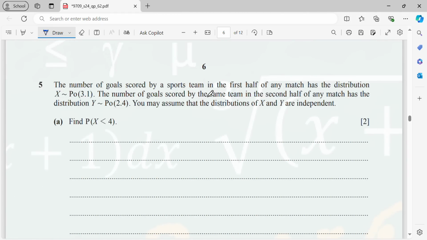Question 5. The number of goals scored by a sports team in the first half of any match has the distribution Poisson 3.1. The number of goals scored by the same team in the second half is also Poisson, but the lambda is 2.4. You may assume that the distributions of X and Y are independent. Find P(X < 4). So when X is less than 4, just use the distribution of X.